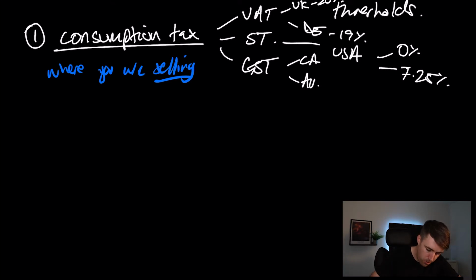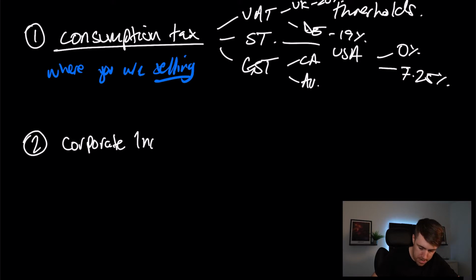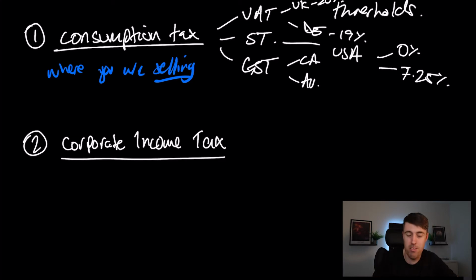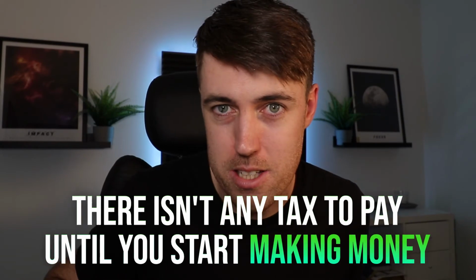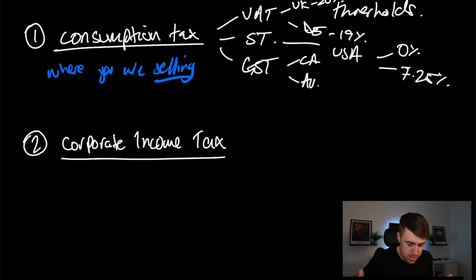The second type of tax to be aware of as a business owner, as an e-commerce seller, an Amazon seller, is your corporate income tax. Now the good thing about all of these taxes, before you get worried if you're a new seller thinking, oh my gosh, there's so much tax to pay, there actually isn't any tax to pay until you start making money, right? The only reason you are paying tax is because you are making money.